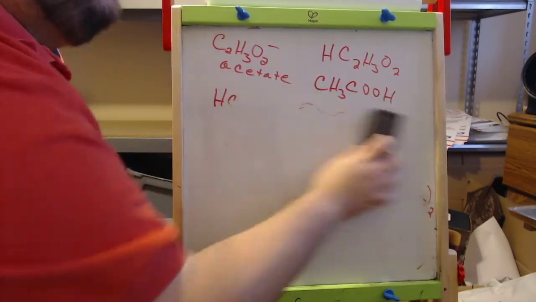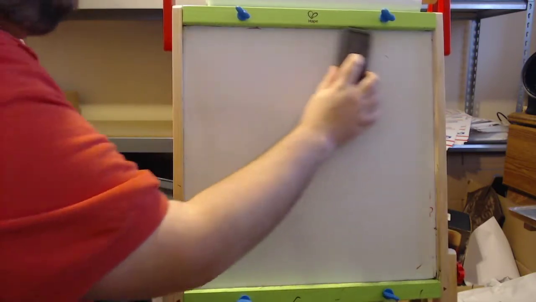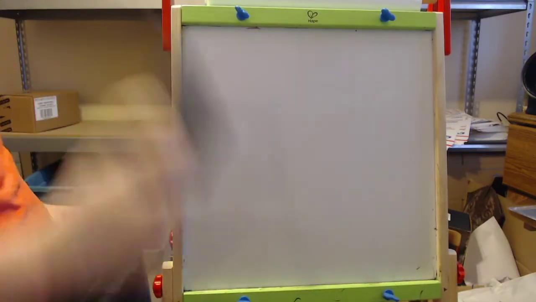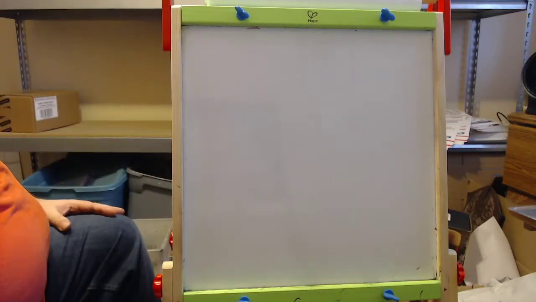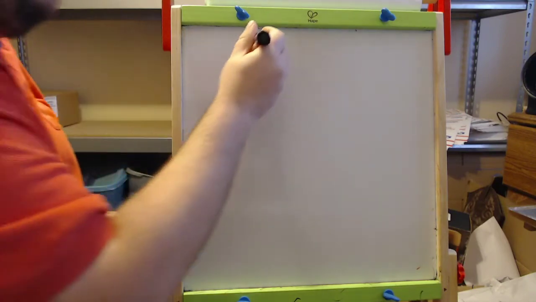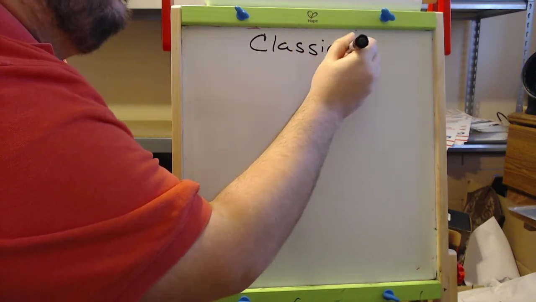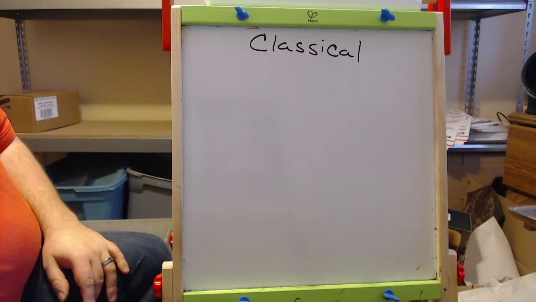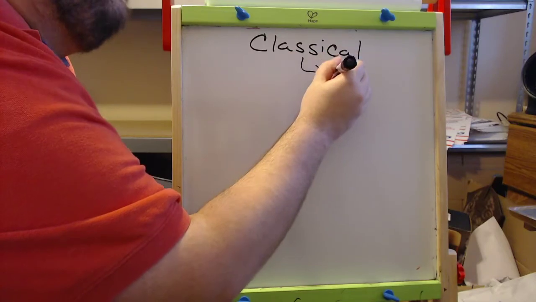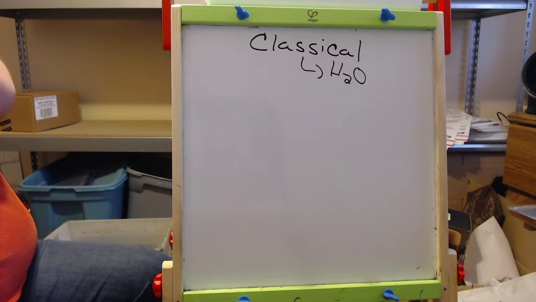Let's talk about what makes an acid an acid and what makes a base a base. First, we're going to look at what's known as the classical or Arrhenius definition. And what a classical definition deals with is how do I behave in water? What happens when I am placed in water?